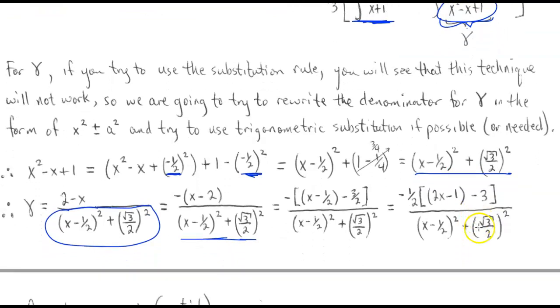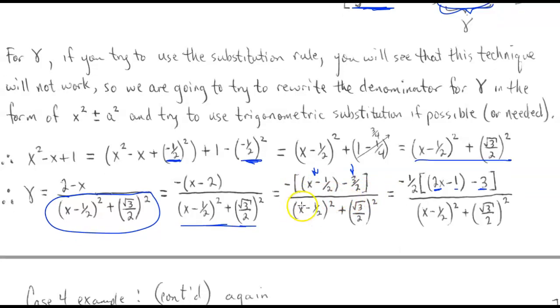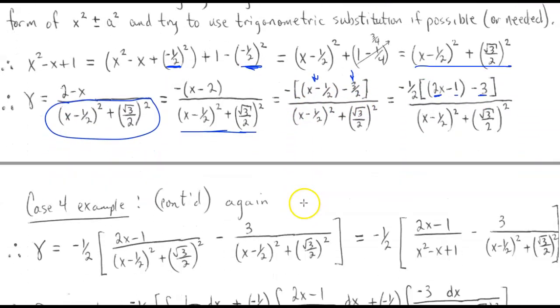And so what I've done here is, out of both of these terms in the numerator, I went ahead and factored out a negative 1/2 out of all terms. And so that's how I get the 2x here, minus 1, and minus 3 there. And again, I'm doing that because in the long run, it's going to make evaluating what I need to evaluate for these integrals easy, okay?